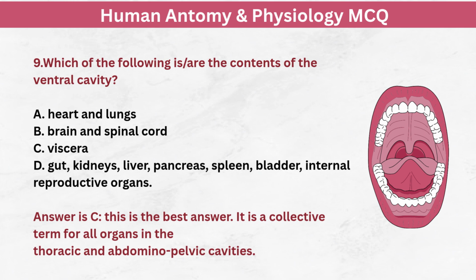9. Which of the following are the contents of the ventral cavity? A. Heart and lungs. B. Brain and spinal cord. C. Viscera. D. Gut, kidneys, liver, pancreas, spleen, bladder, internal reproductive organs. Answer is C. This is the best answer. It is a collective term for all organs in the thoracic and abdominopelvic cavities.